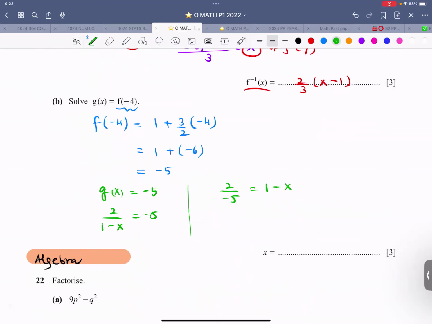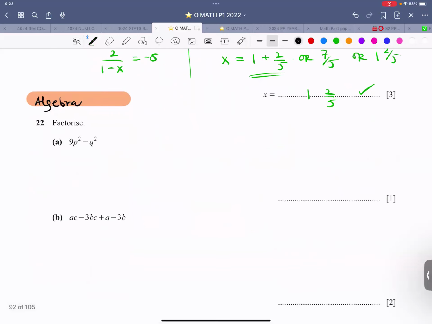And let me take it to the other side. So therefore, x is 1 plus 2 over 5. So that comes out to be 7 over 5. That can be written as 1 whole 2 over 5. Actually, it was already there. So x is 1 whole 2 over 5. That's the answer.